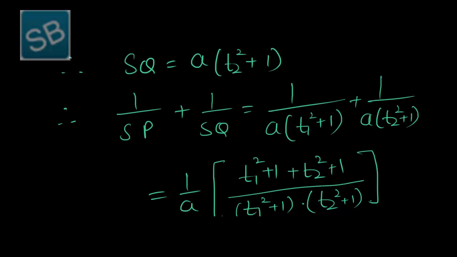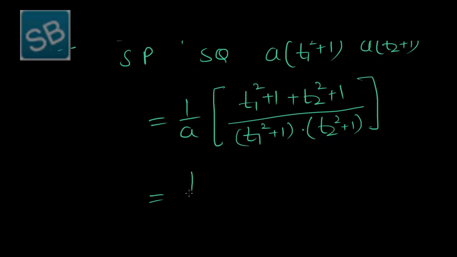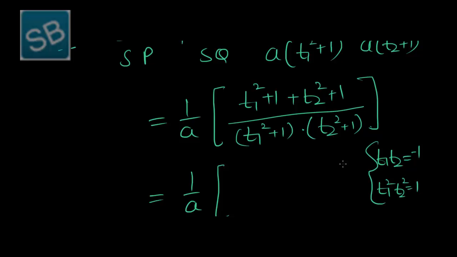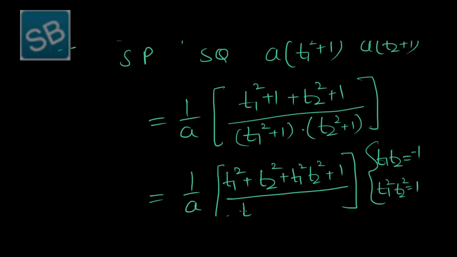So as we know, t1 t2 is minus 1, but t1 square t2 square will be 1. Therefore, we can replace 1 by t1 square t2 square here. So t1 square plus t2 square plus t1 square t2 square plus 1 over t1 square plus 1 into t2 square plus 1.